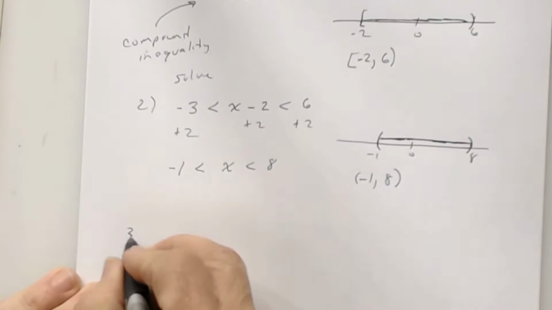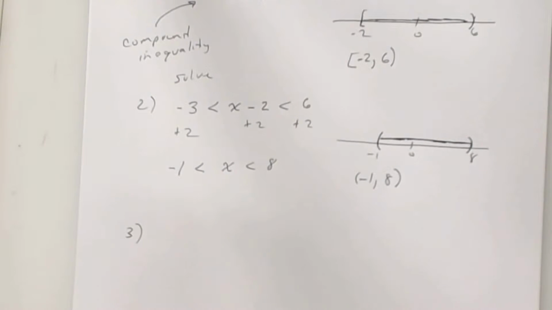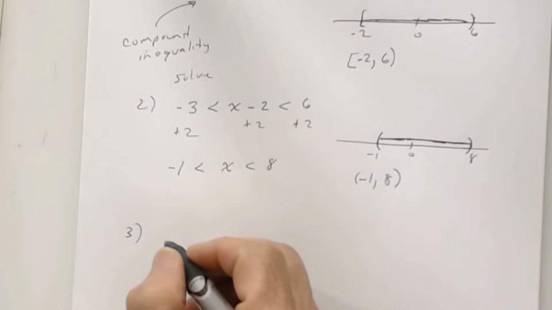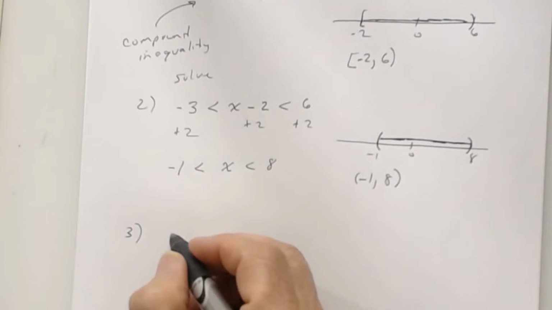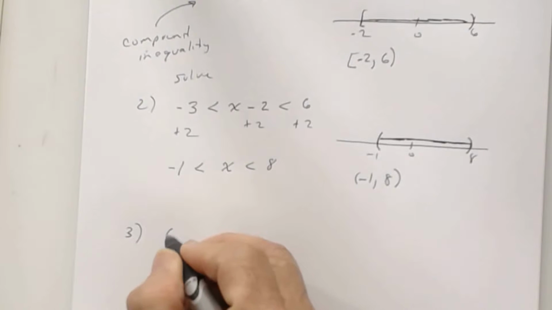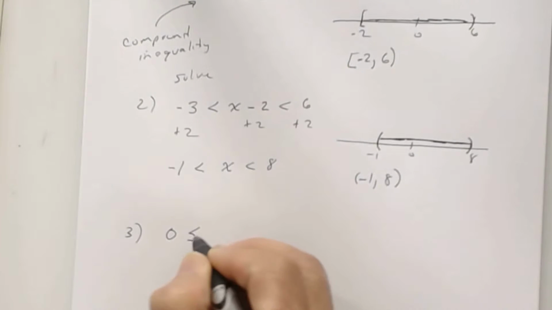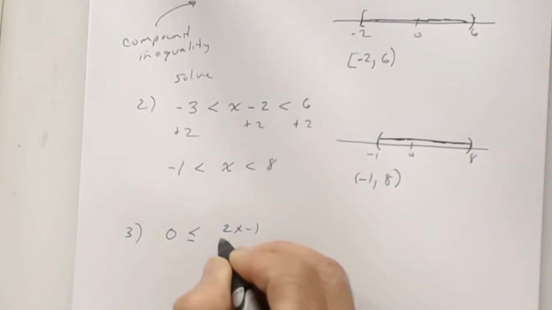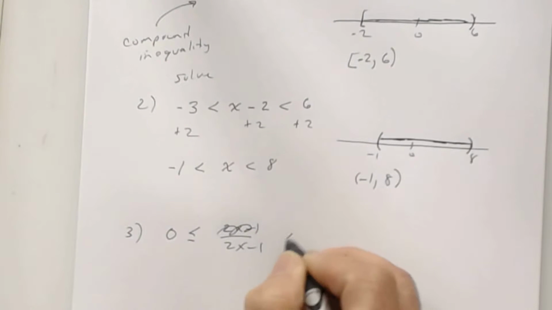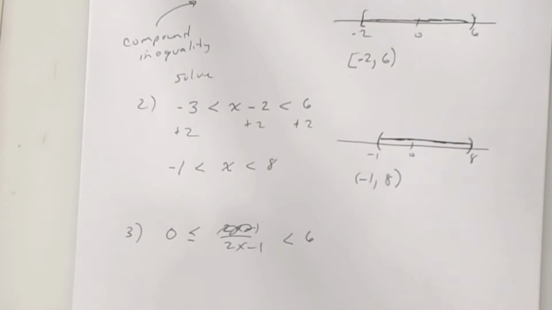All right, number 3. Let's suppose we had 0 is less than or equal to 2x minus 1, which is less than 6. So again, I have two inequality symbols, so it's called a compound inequality.